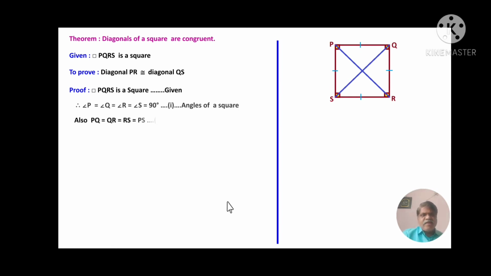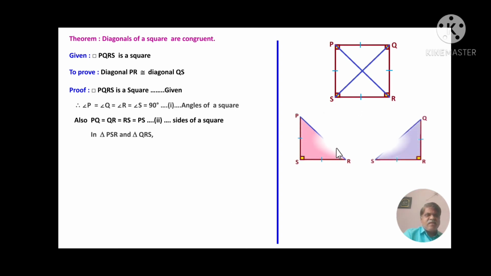So friends, also we can write PQ is equal to QR is equal to RS is equal to PS. Second statement, all sides of a square are congruent. So in triangle PSR and triangle QRS, let us extract these two triangles from the square. We will extract, and the extracted triangles are these two. These two triangles we have to show congruent. Let us start. Segment PS, this one is congruent with segment QR.